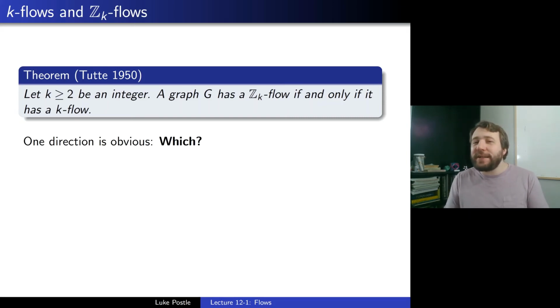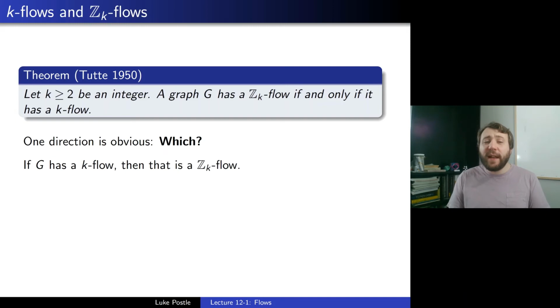Well, one direction is obvious. Do you see which direction? So go ahead and pause again if you just want to think through that definition. But which direction is obvious? If G has a k-flow, then that is a Zk flow, right? So on the previous picture, my flow is actually still a Zk flow. If I only view it as the 1 up to k minus 1s, then that is indeed, if I'm 0 there, then I'm 0 mod k.